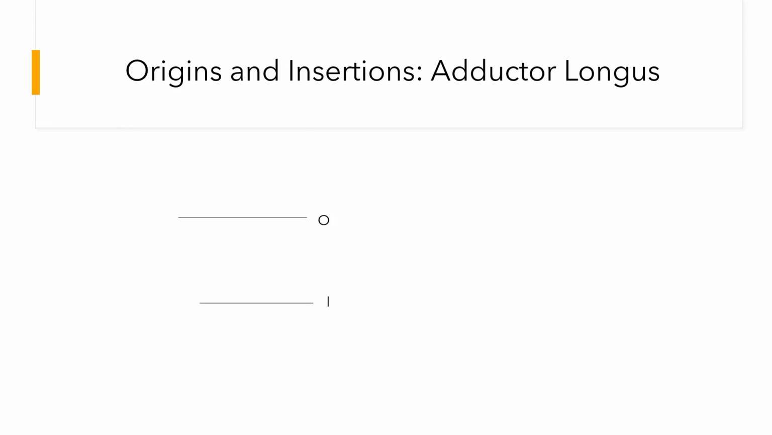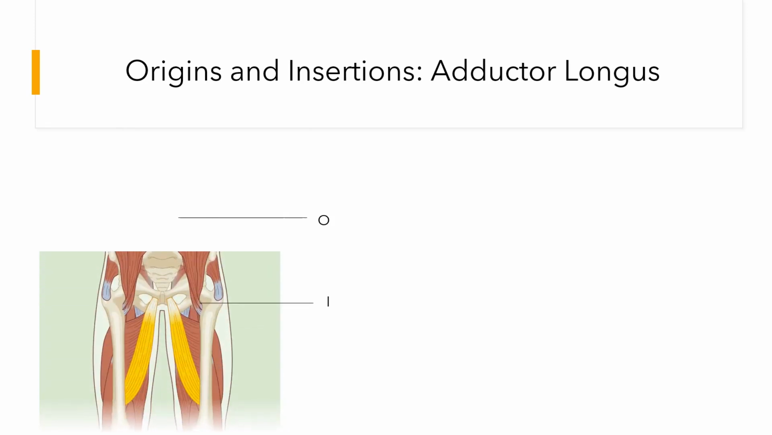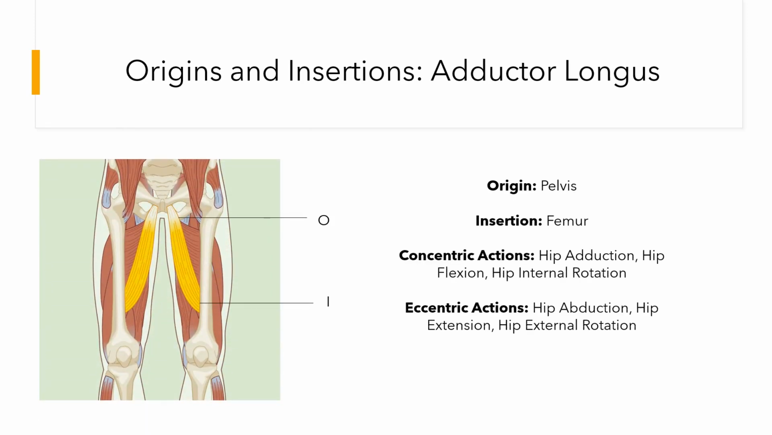Next, we have the adductor group. We're going to look at the adductor longus. So we know the long adductor muscle, and it originates at the pelvis and inserts into the femur, as you can very clearly see from this picture. The concentric actions available here are hip adduction, clues in the name, but also hip flexion and hip internal rotation.